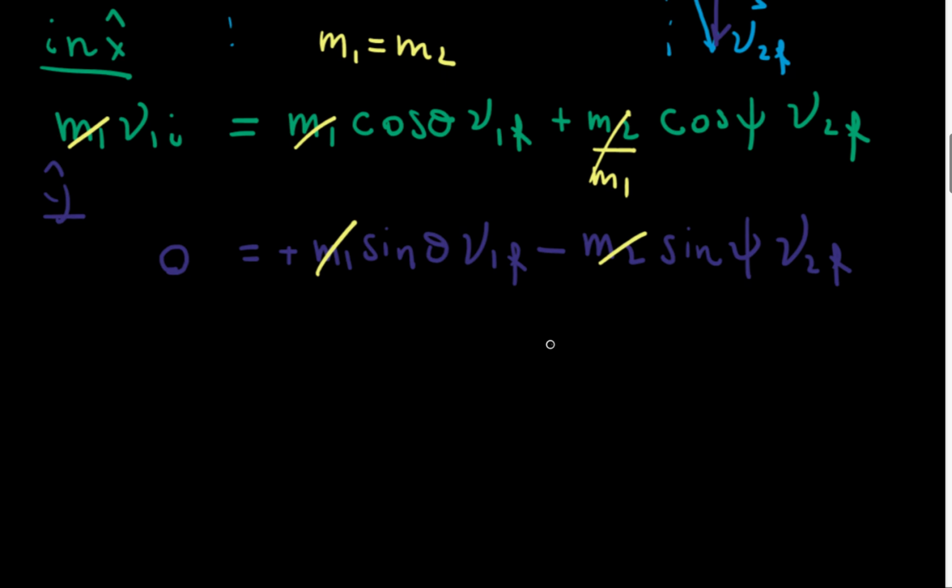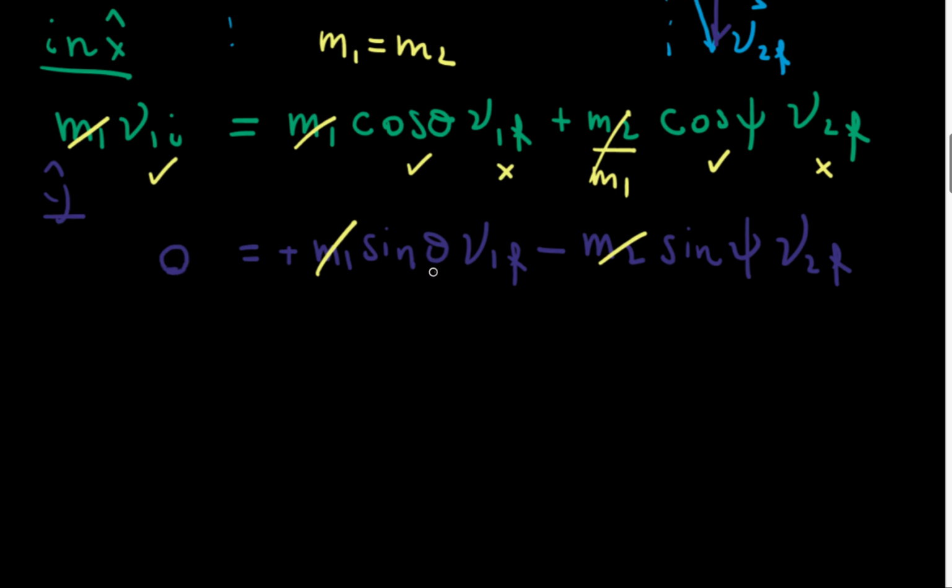Now we have a problem because V1 initial we have, it's 2 meters per second, right? Theta is 30 degrees, so we have the cosine of theta. Velocity 1 final, we do not have; this is something we're trying to find. Cosine of phi, we have that one. Velocity 2 final we don't have; that's something we're trying to find. So right here you have two variables in one equation. You cannot solve this equation. So let's go to the next equation.